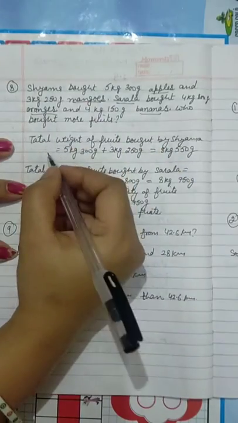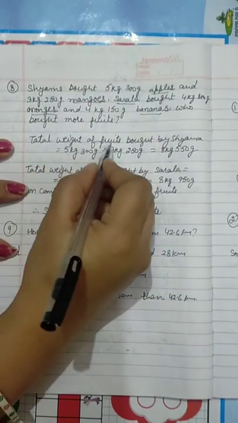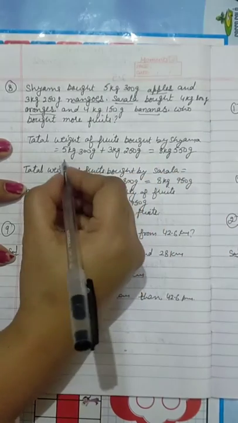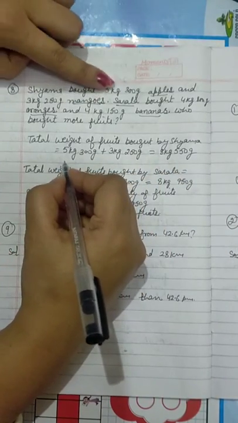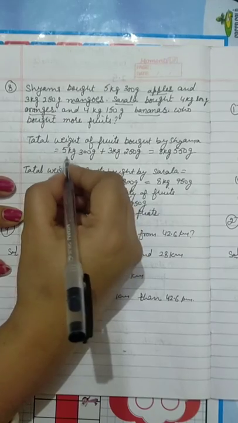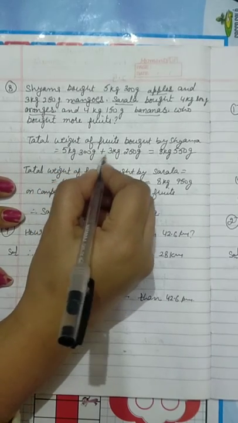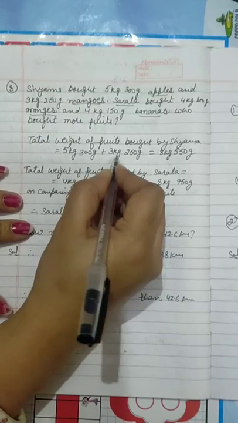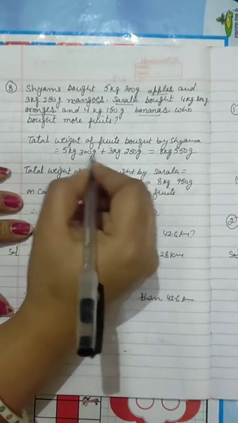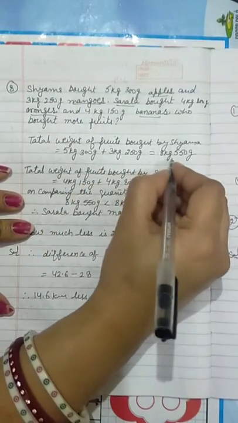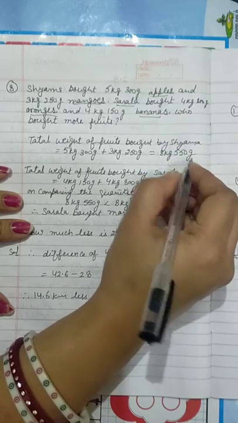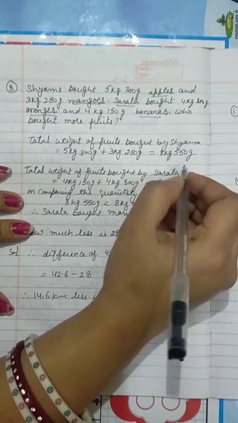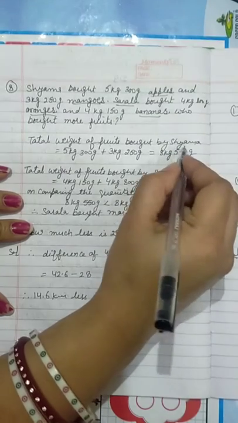Let's start now. Total weight of fruits bought by Shama. She bought 5 kg 300 g apples, so 5 kilogram 300 gram plus 3 kg 250 g mango. And the addition of both is 8 kg 550 g. It means she bought a total of 8 kilogram 550 grams of fruit here. And this fruit is bought by Shama.